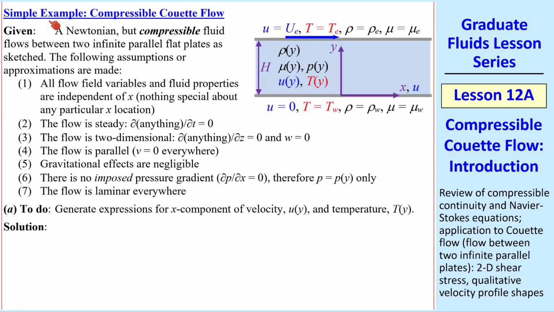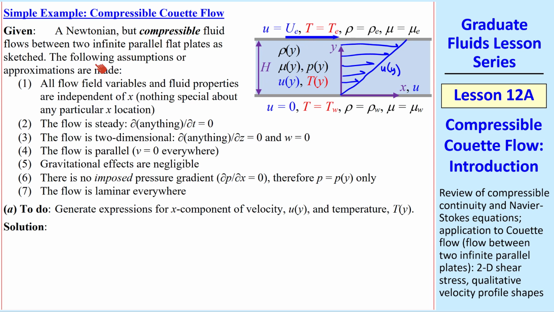Consider pretty much the simplest possible example, which is compressible Couette flow. Here's the setup. We have two infinite flat plates aligned with the x-axis, separated by distance capital H, with the upper wall moving and the bottom wall stationary. We solved this problem previously for incompressible flow, and in that case we had a linear velocity profile where u of y is 0 at the stationary lower wall and increases linearly to capital U_E at the upper wall.